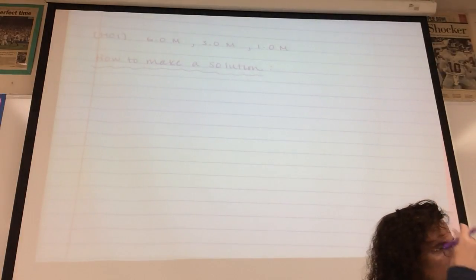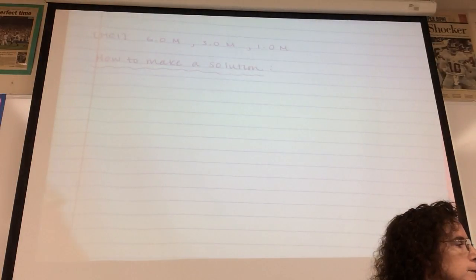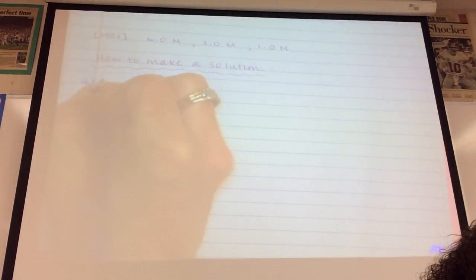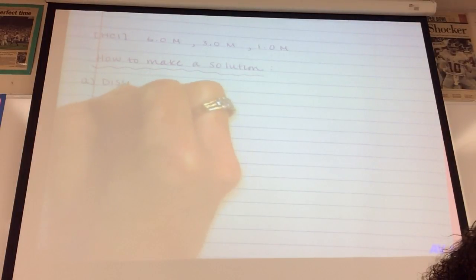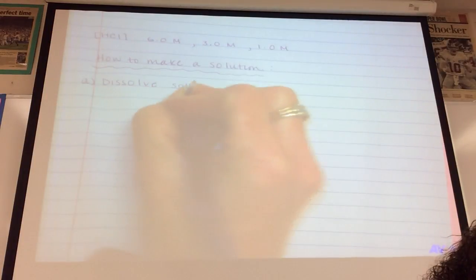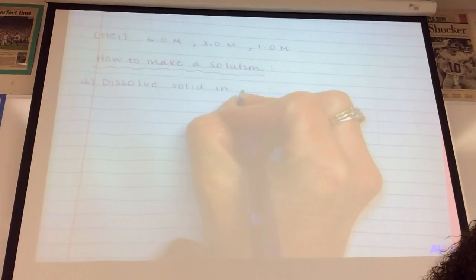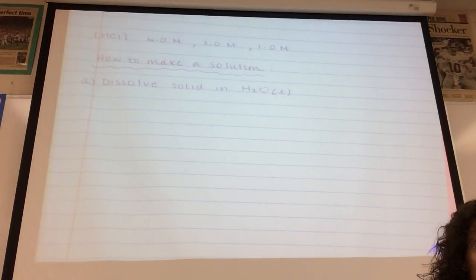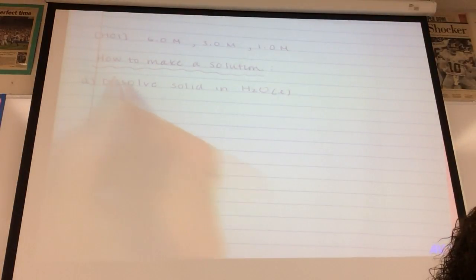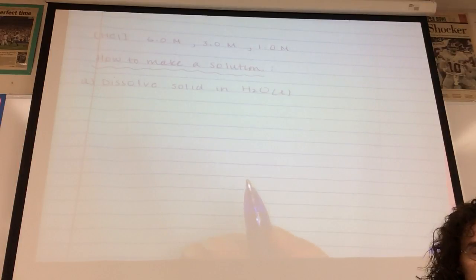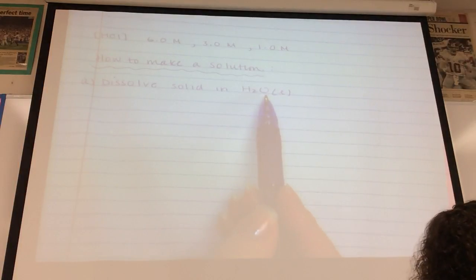There are a number of ways in which you can make a solution. One way is to dissolve a solid in a liquid, and typically that'll be water in the liquid state. That will result in an aqueous solution. Remember, the state of the solution is based on the state of the solvent.